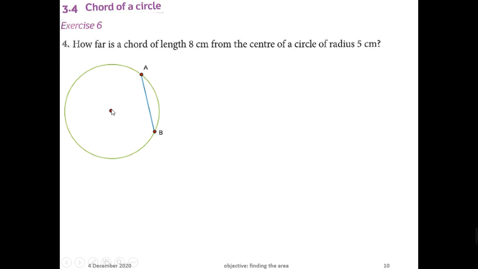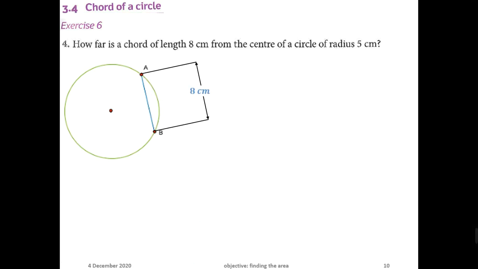This red point in the middle is called the center of the circle, and A is a point on the circumference of the circle as well as B. Now, the distance between 2 points on the circumference of the circle without passing through the center, such as A and B, this distance is called a chord. The length of this chord, as it is given to us in the question, is 8 centimeters.